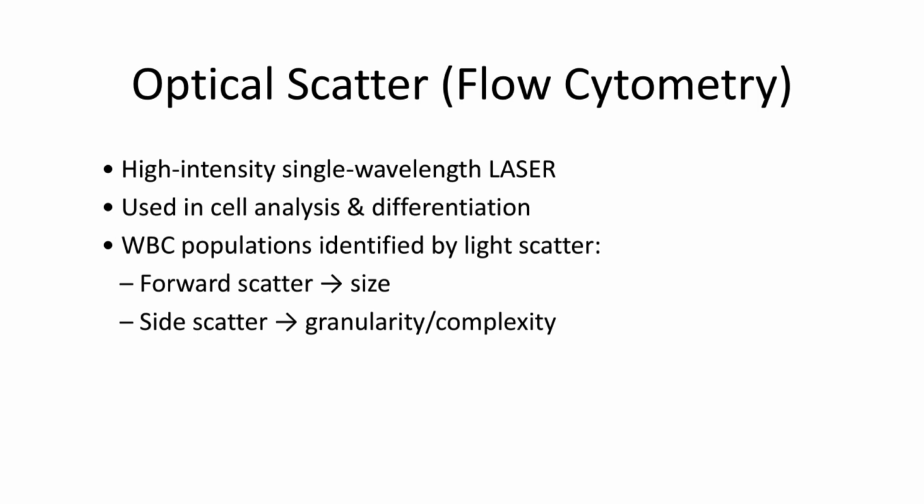The second methodology is optical scatter, which is the basis of flow cytometry. Here, a high-intensity laser beam of a single wavelength is directed at the cells. This method is used for detailed cell analysis and differentiation. Populations of white blood cells are identified based on how they scatter light. Forward scatter relates to cell size, and side scatter relates to cell complexity or granularity.